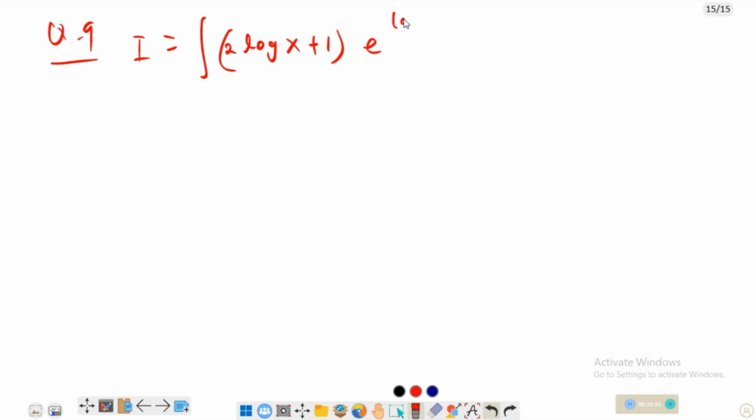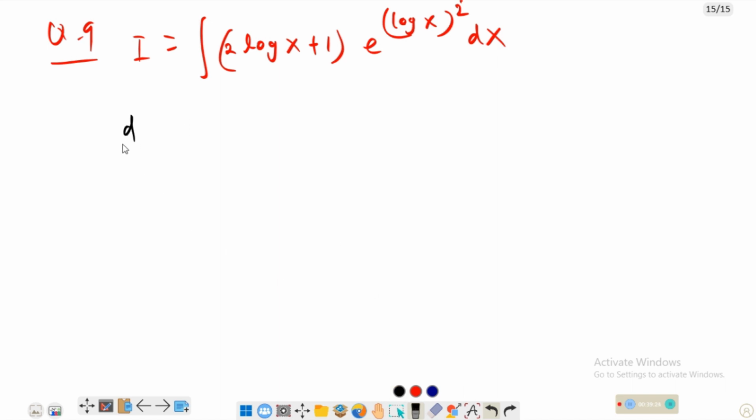Question number 9. What is my question 9? I is the integral of (2 log x plus 1) e to the power (log x) whole square dx. So here is one important integral of this type.